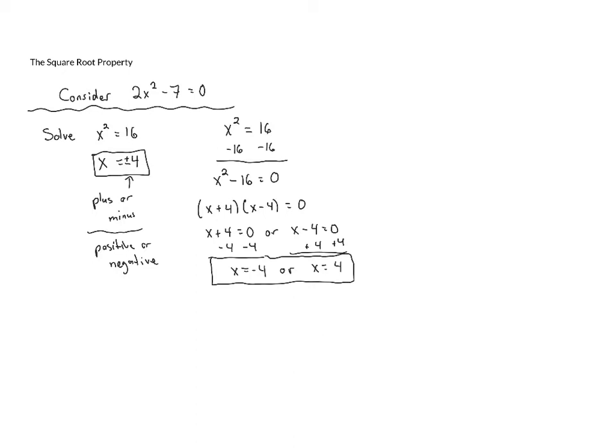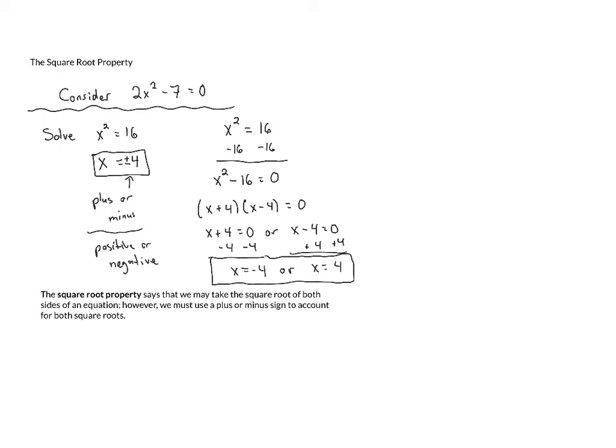But here, when we write x equals positive or negative 4, this means that x is allowed to be positive 4. It can also be negative 4. So this is a way for us to account for the two different solutions. And the square root property says that whenever we take the square roots of both sides of an equation, we must account for that. Let's look at the square root property.